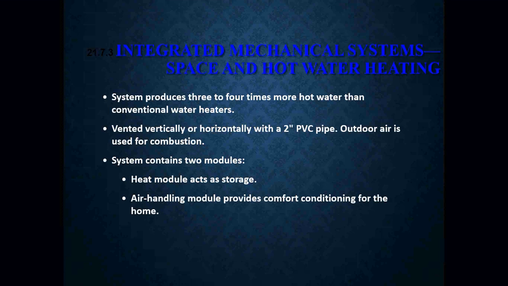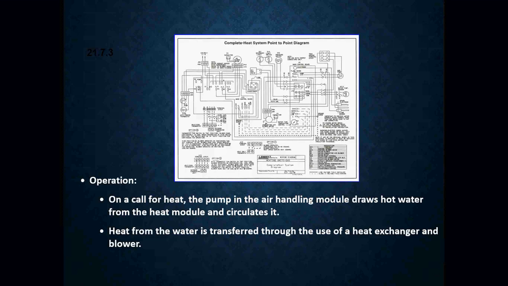Systems produce 3 or 4 times more hot water than conventional water heaters. They can be vented vertically or horizontally with a 2-inch PVC pipe. Outdoor air is used for combustion. The system has 2 modules in them. It has a heat module, which acts as storage, and it has an air handling module, which provides comfort conditioning for the home. The operation of these is pretty simple.